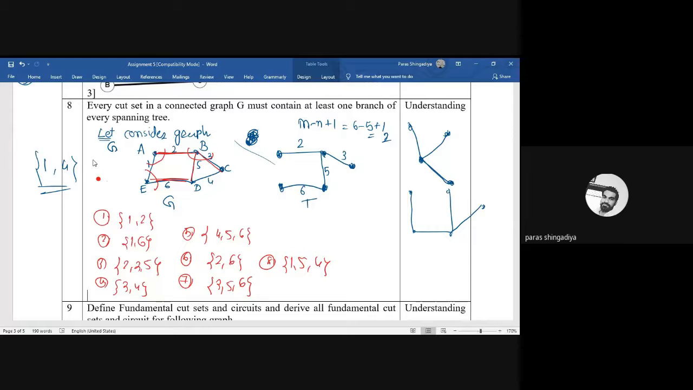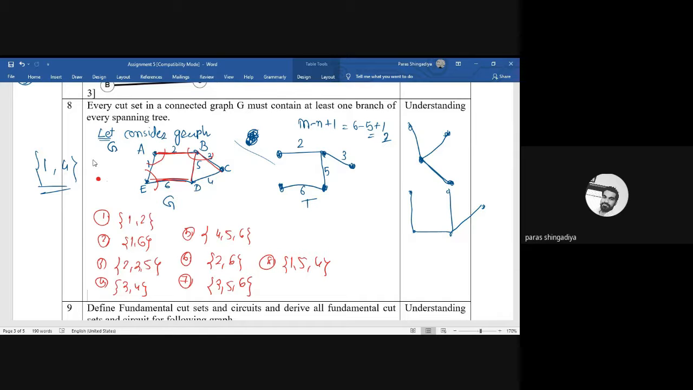What is our aim? आपको एक क्या करना है? ये प्रूव क्या करना है? Insert all the cut set of this graph. It must contain at least one branch of the spanning tree. Cut set के अंदर at least एक एज होगी. तो branch means 2, 3, 5, 6. इसमें से एक एज होगी.